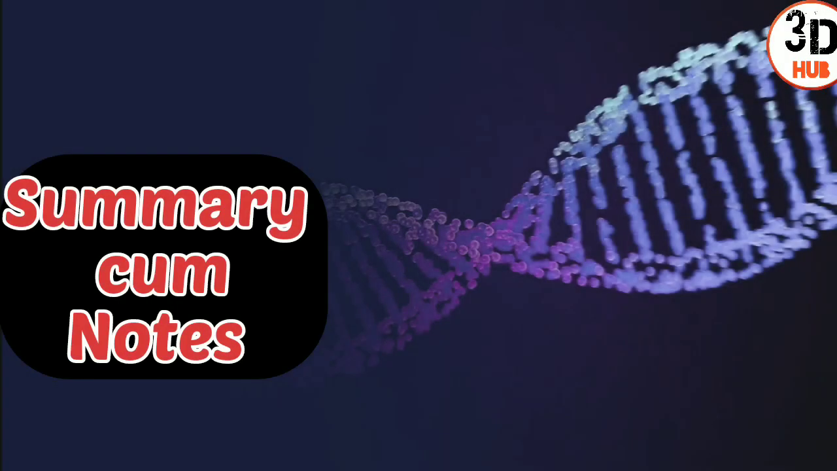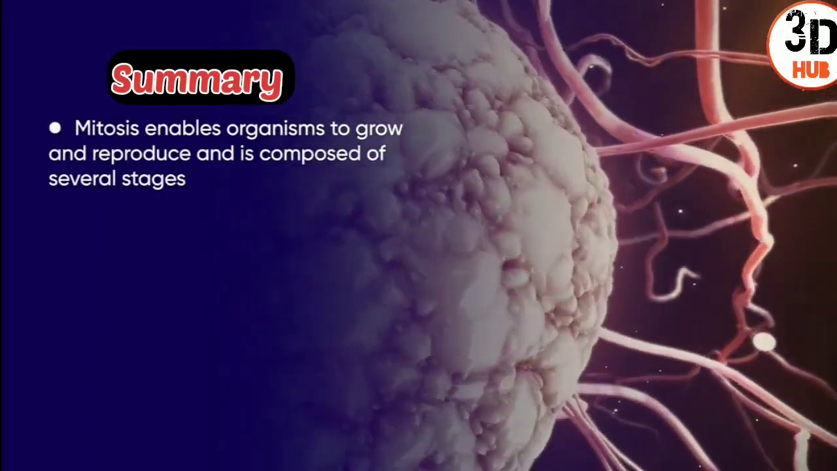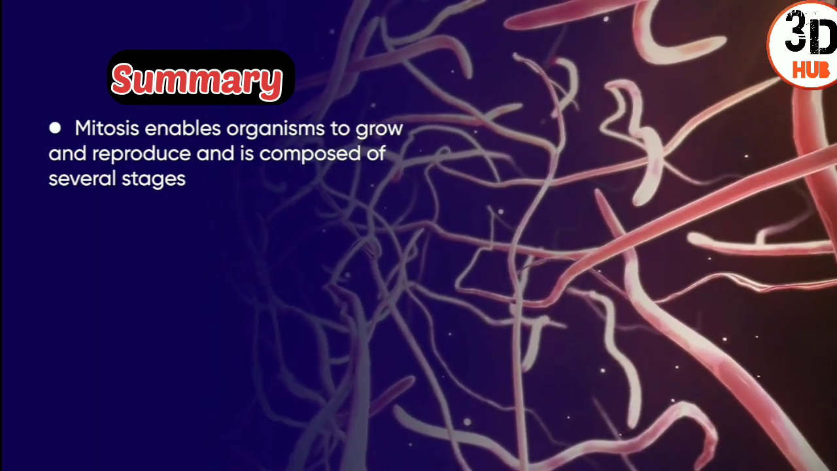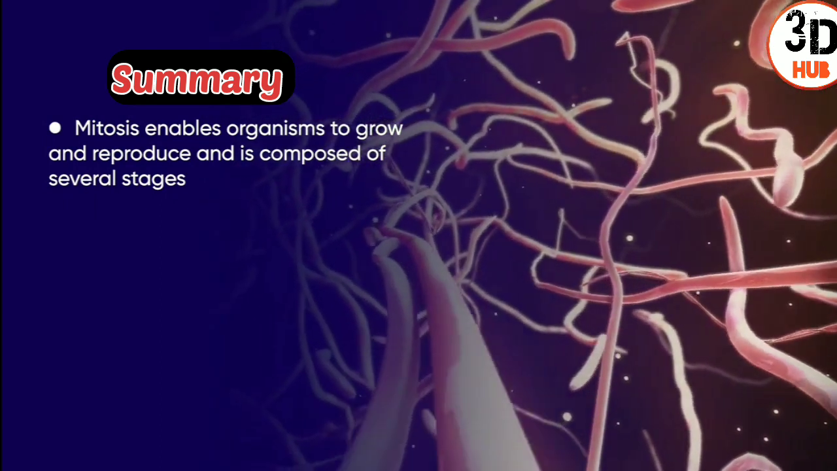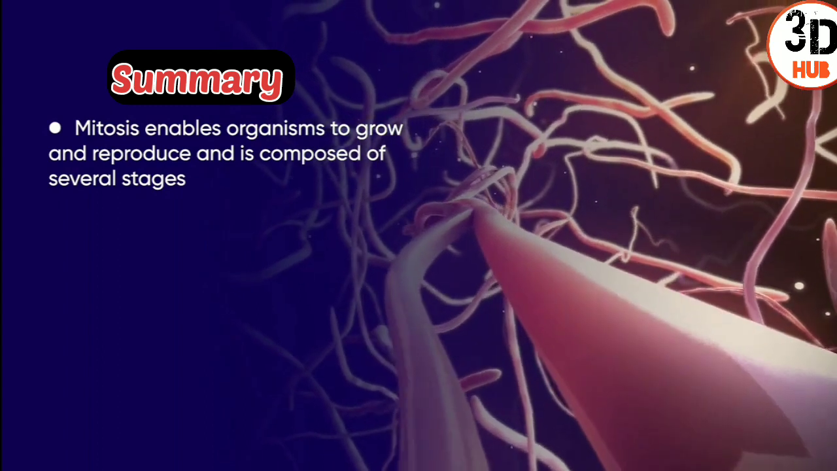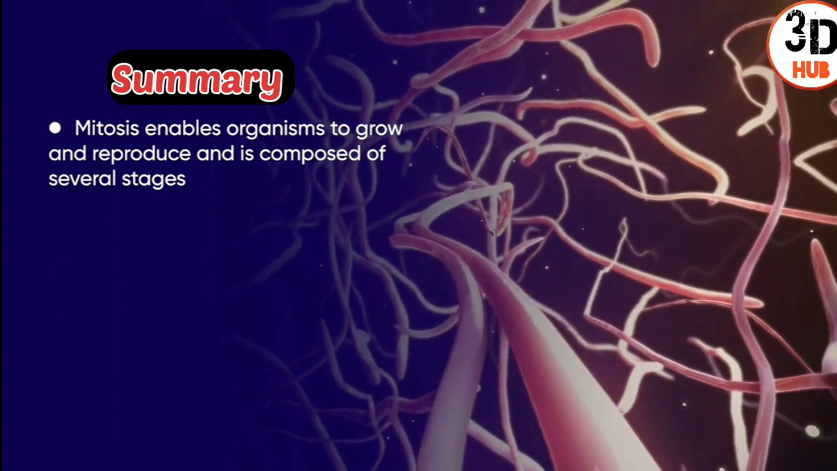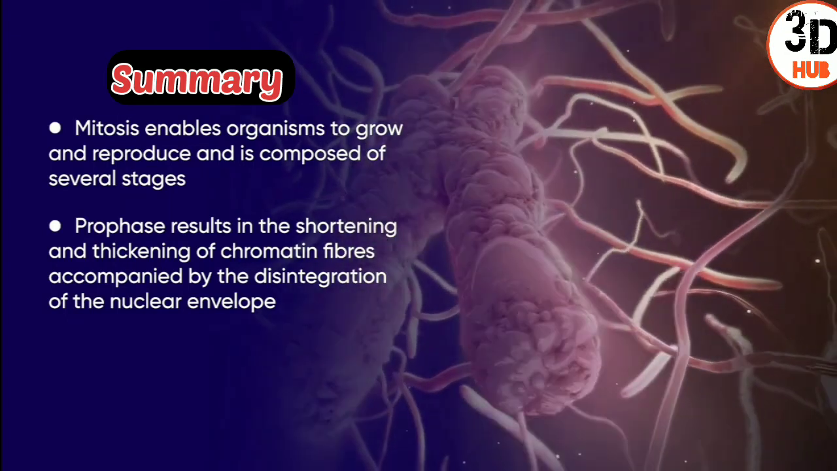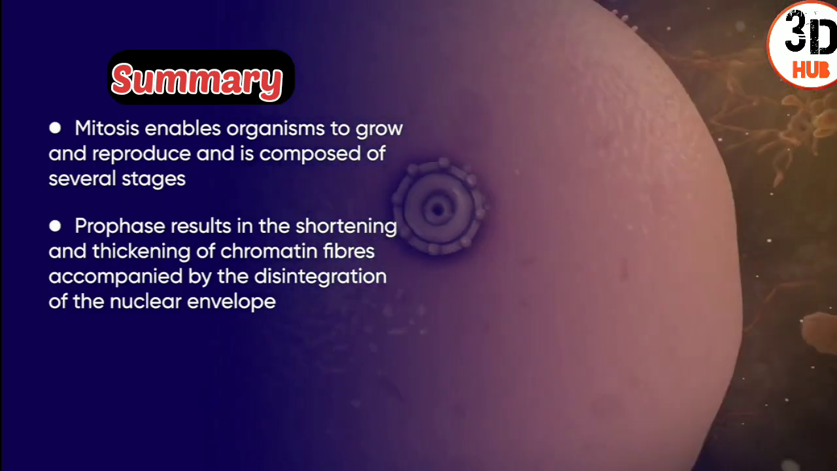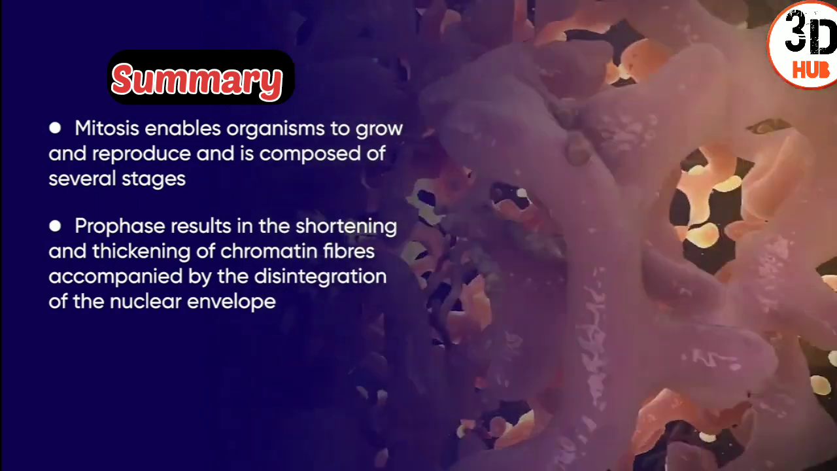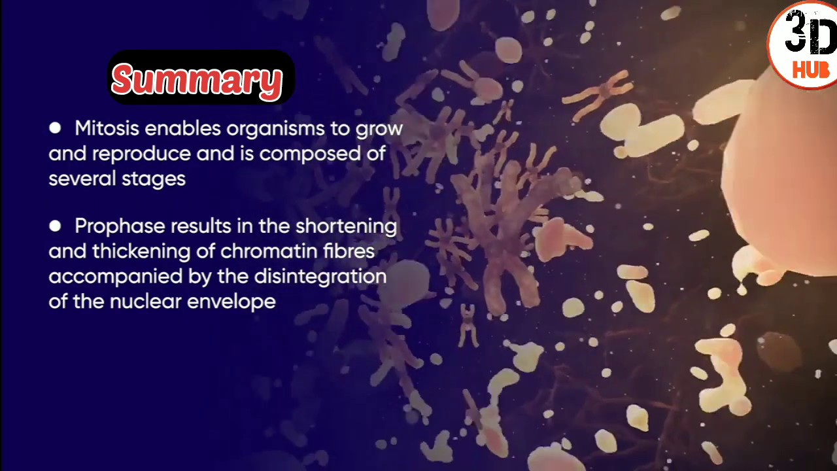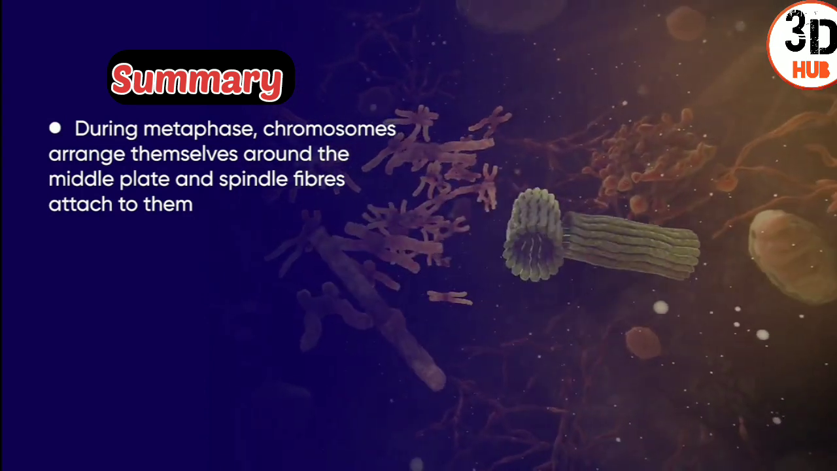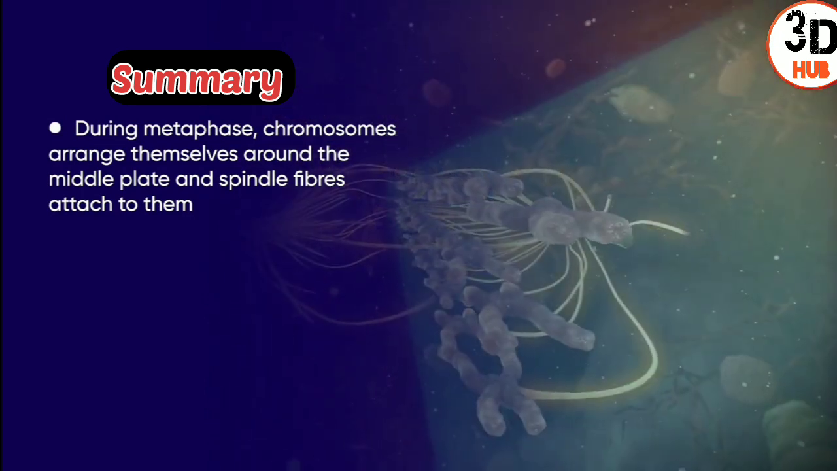Let's summarize. Mitosis is a delicate process that enables organisms to grow and reproduce. Mitosis is composed of several stages. Prophase, where the chromosomes become shorter and thicker, the nuclear envelope disintegrates. Metaphase. The chromosomes ultimately arrange themselves around the middle plate.